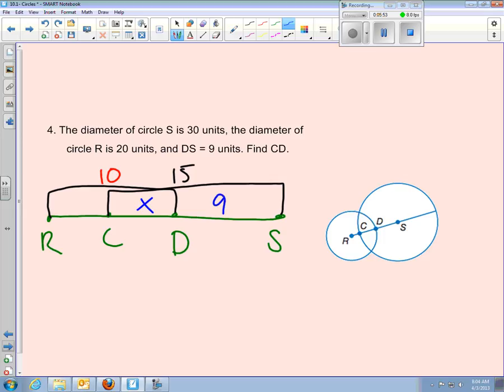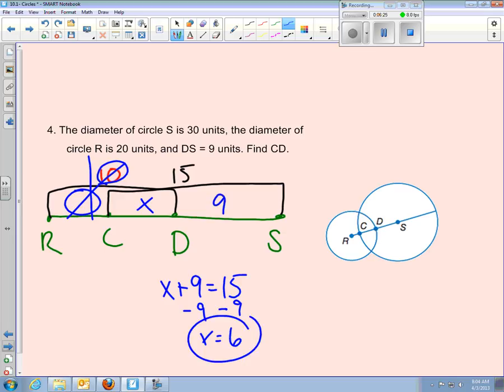So looking at the information we're given, we need to come up with what is x? What is that CD? Well, I've noticed that I have the 10 for my radius here, but I don't know any information here. So actually, I'm not even going to use that. I'm just going to look at this other side. So the whole thing is 15, and then part of it is 9, and so I need to find the extra. So we know x plus 9 is going to equal the 15. So what is x equal? Well, minus 9 on both sides, and we get x equals 6.